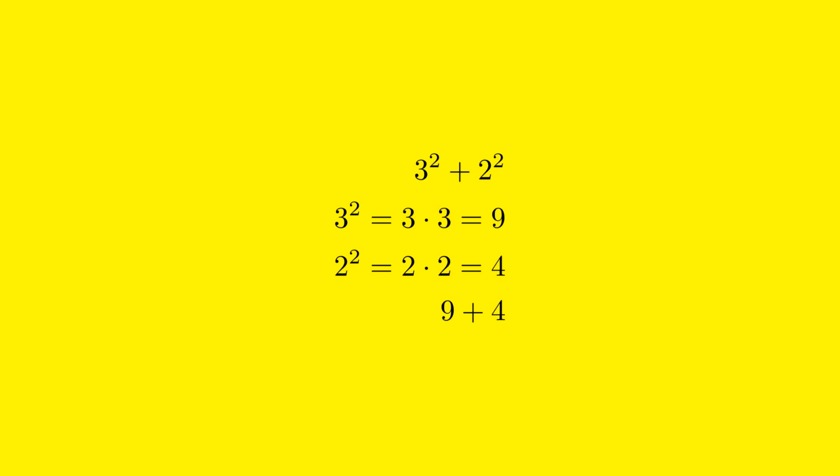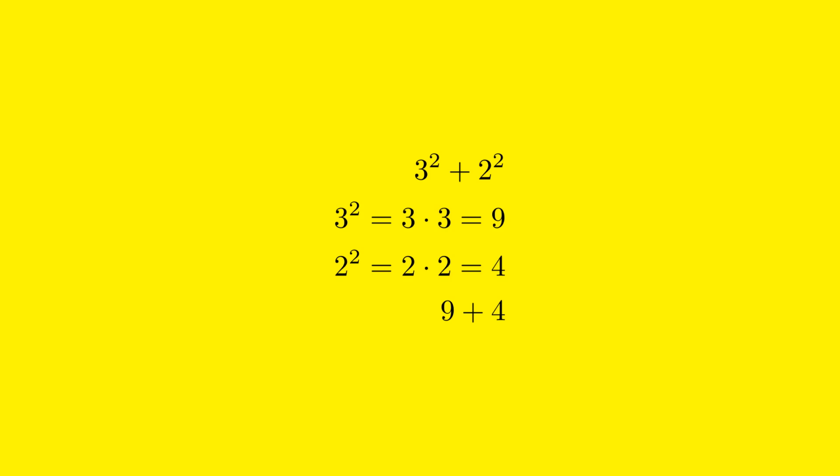Let's start with 3 raised to the power of 2. The base is 3 and the exponent is 2. When we raise a number to a power, we multiply the base by itself as many times as indicated by the exponent. Here, 3 raised to the power of 2 means multiply 3 by itself, which is 3 times 3. When we perform this multiplication, 3 times 3 equals 9. This simplifies the first term of the expression to 9.